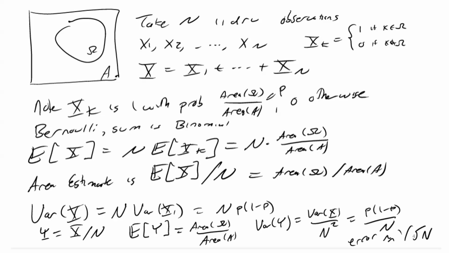Now, what is the actual variance? If you remember for a binomial random variable, it's p times 1 minus p. So when is p times 1 minus p largest? When is your variance greatest? When they're equal, which is when?